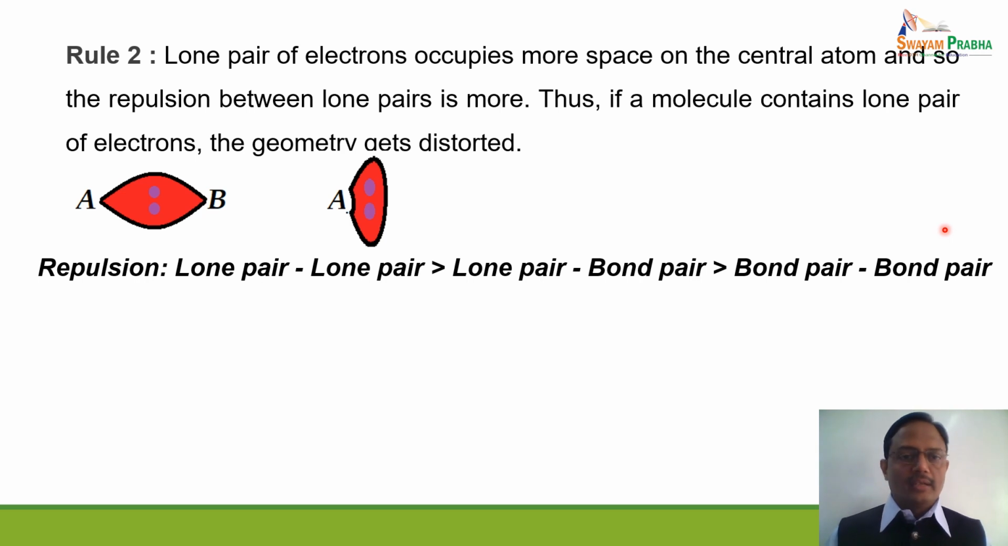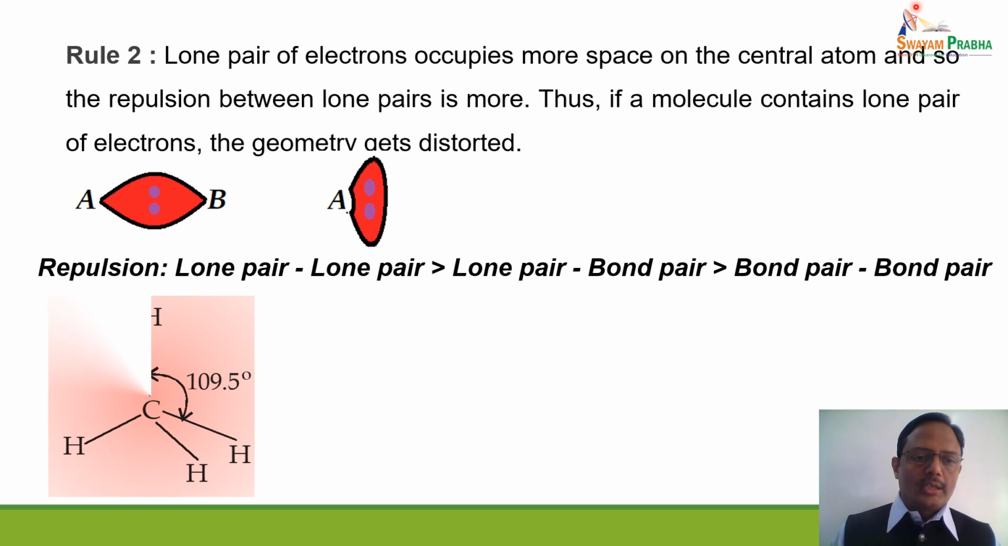Hence, we can say that the repulsion between lone pairs is maximum, while the repulsion between 2 bond pairs is minimum, while the repulsion between a lone pair and a bond pair will be intermediate between the 2. An important outcome of this we can see through an example.